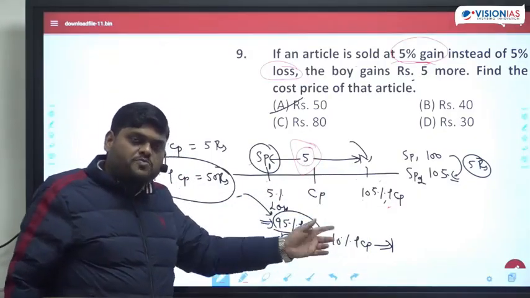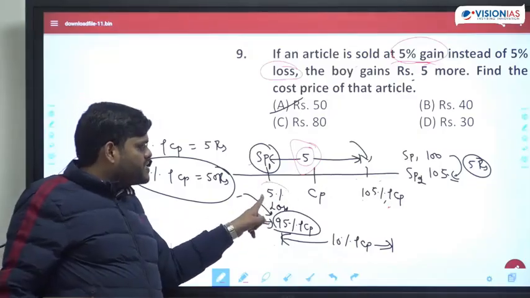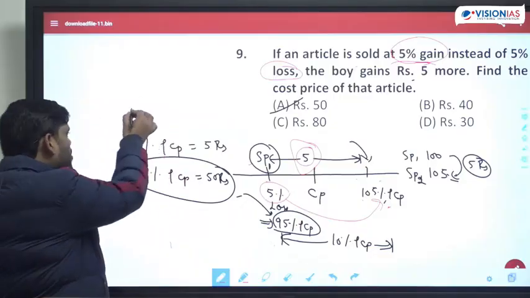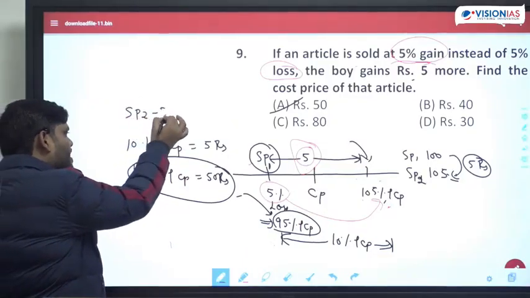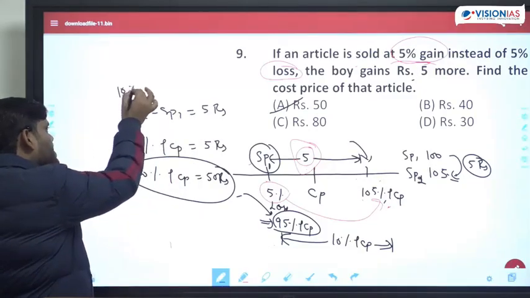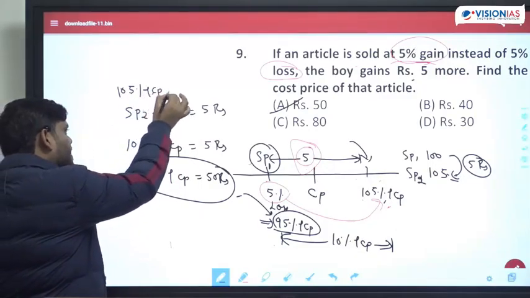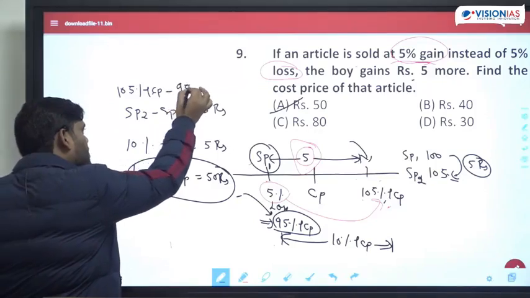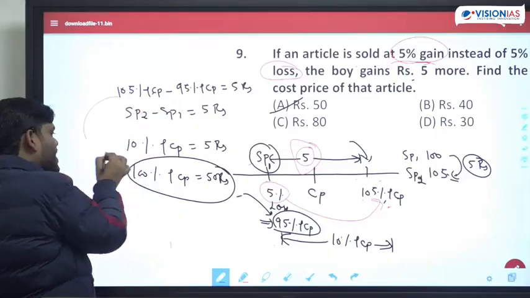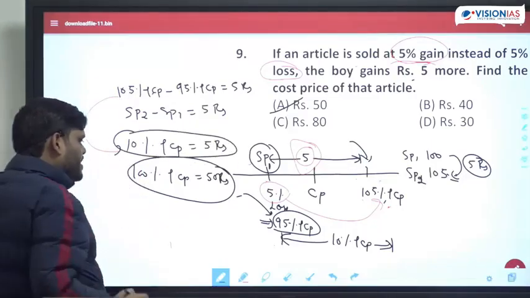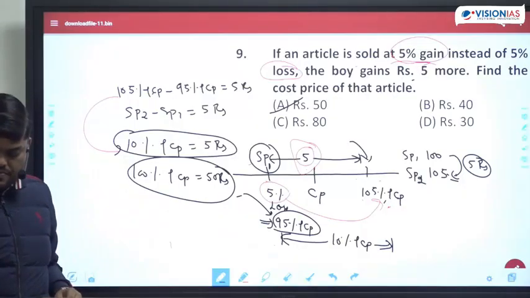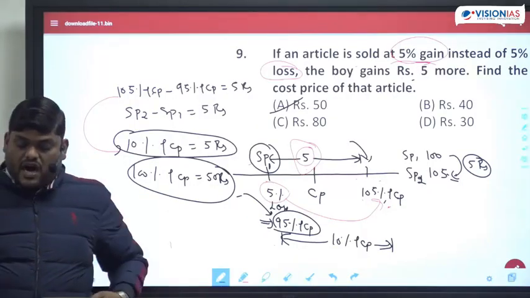Why is he getting 5 rupees more? Because he is not selling at 5% loss, he is selling at 5% profit. That means the difference of both, SP2 minus SP1, is 5 rupees. What is SP2? SP2 is 105% of CP. What is SP1? 95% of CP, and the difference is 5 rupees. From here we can say that 10% of CP is 5 rupees. From here we can find out 100% of CP, and we can find out the answer.